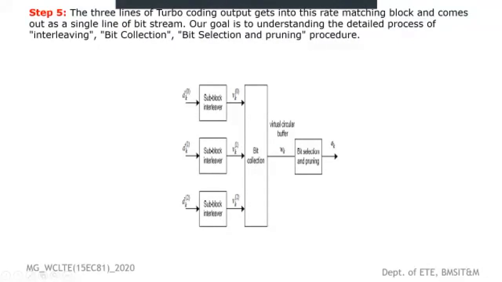The three lines of turbo coding output get into this rate matching block and come out as a single line. With the bit collection and bit selection, it will come out as a single line, E_k. So I have shown three rows becoming a single row. That is done with these three processes: sub-block interleaver, bit collection, and bit selection. All these three steps lead to one row of block, meaning it will come as a single line of bit stream.